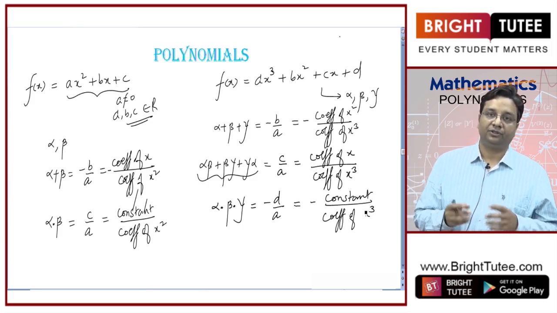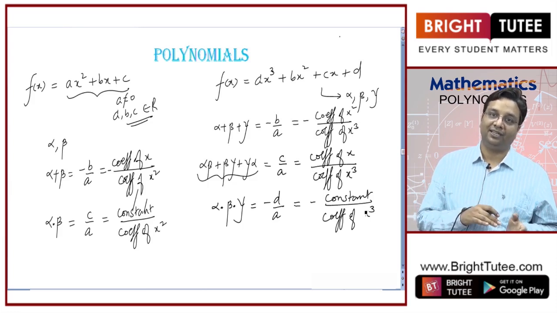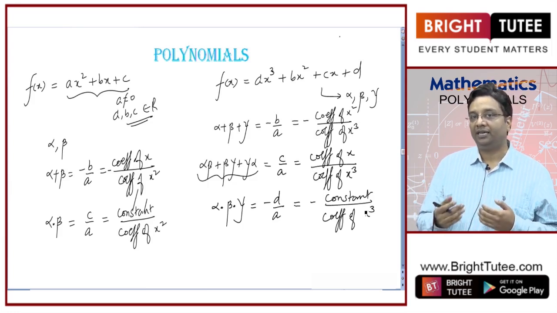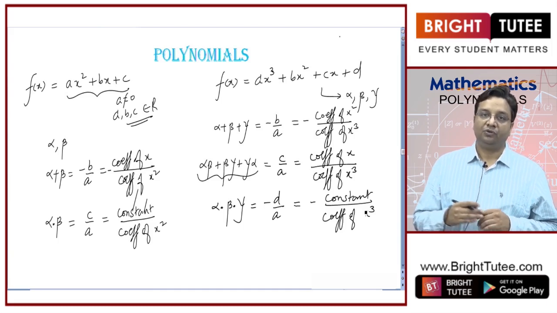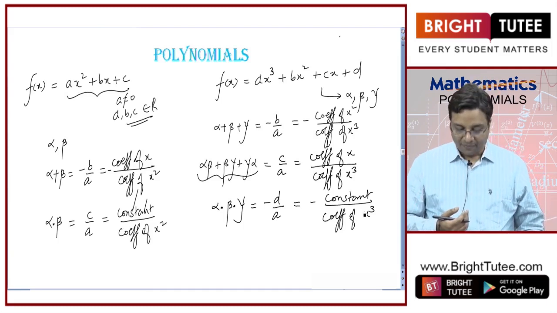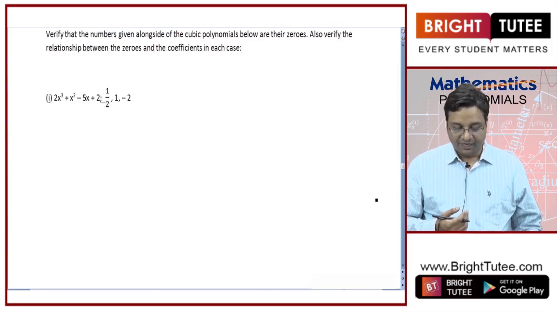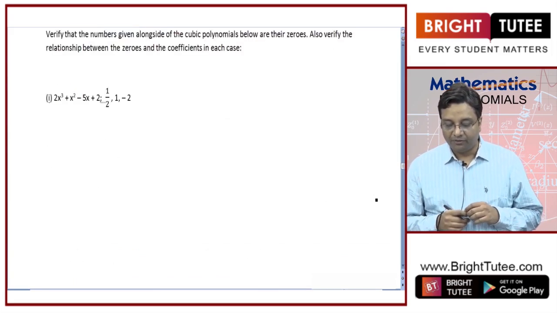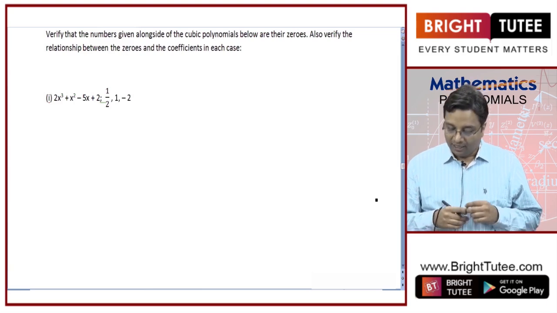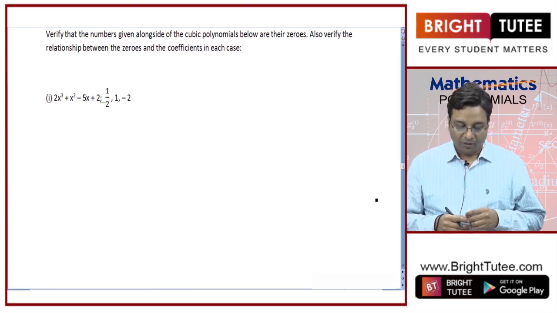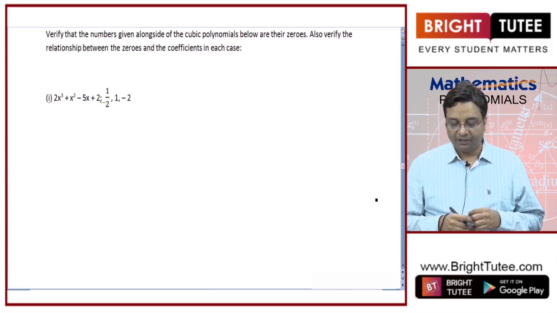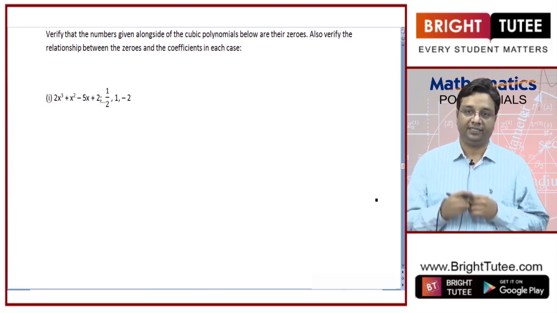So this we did for some of the questions where we verified the relation between zeros and coefficients also. So let's move on to the next exercise, where the questions are like this: verify that the numbers given alongside of the cubic polynomials below are their zeros. Also verify relationship between zeros and coefficients in each case.